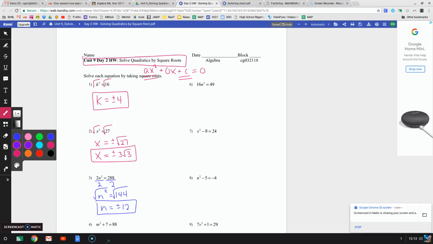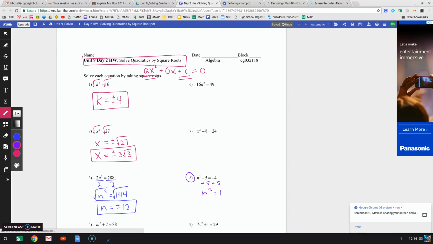Let's jump over to question 8. Question 8, I'm going to add 5 to both sides, and I end up with n squared equals 1. Now, 1 is a perfect square, so I'm going to take the square roots of both sides, and n equals plus or minus 1. Those are both of my roots.